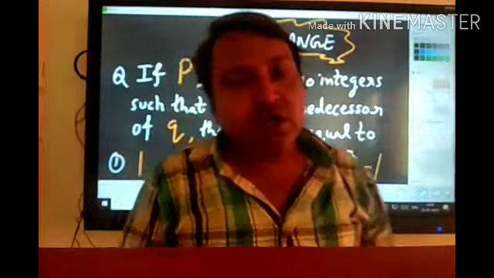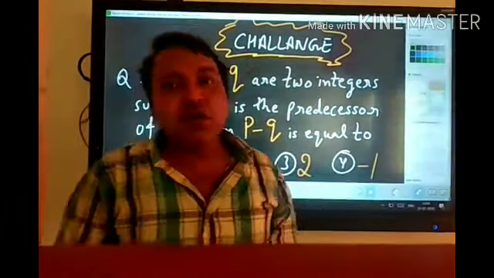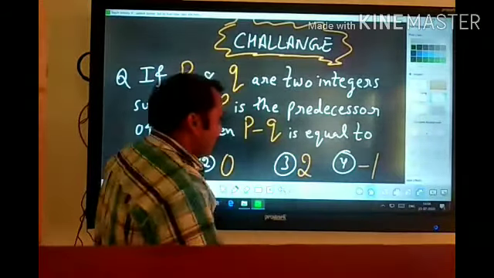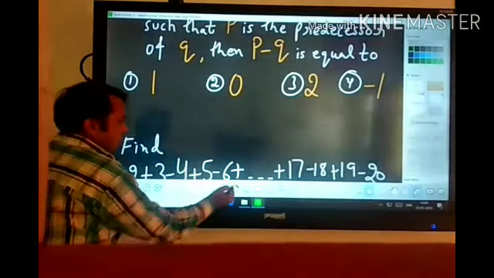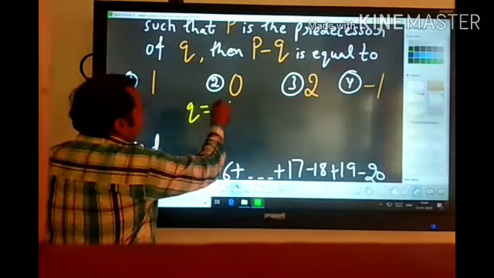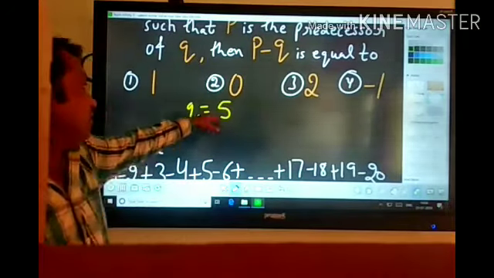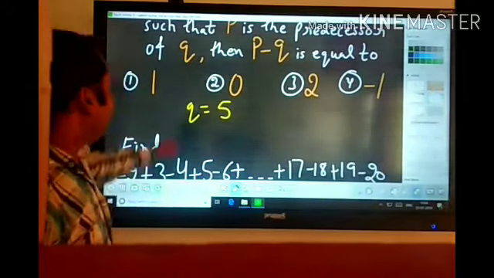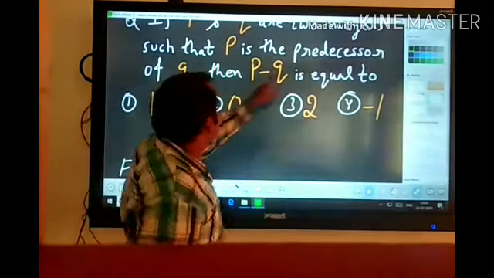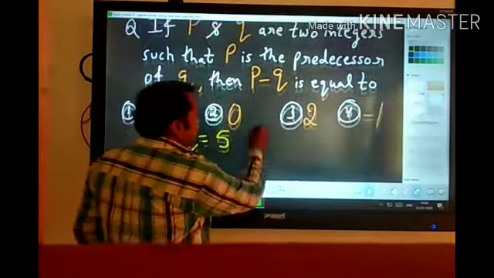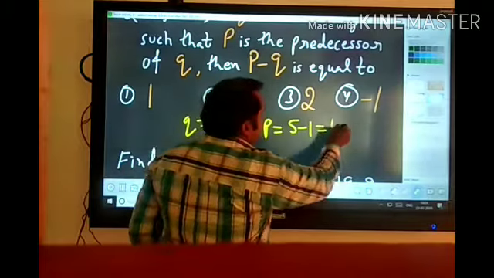Now, for this question we have to think about which integers to use for the calculation. Here I will take the integer Q as 5. I can take any other integer as per my convenience, but I take Q equal to 5. As per the question, P is the predecessor of Q. What is the predecessor of 5? That is 5 minus 1, that is 4.